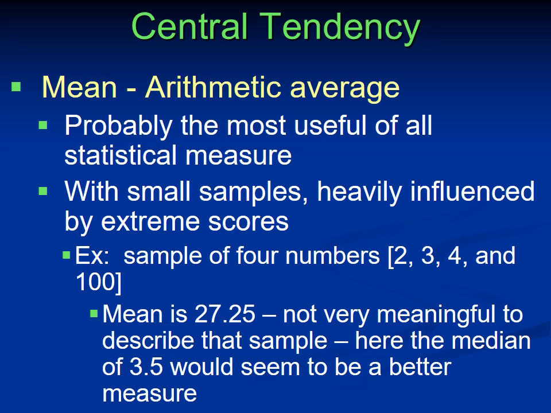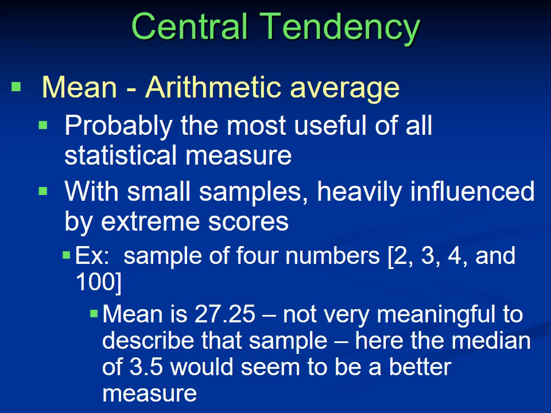If we calculate the mean there, we see it's 27.25. Looking at our data set, it's clear that saying we have a mean of 27.25 is not a very meaningful way to describe our sample. In fact, in this case, the median, the number in the middle, which here is going to be 3.5, seems to be a much better measure with this particular data set.